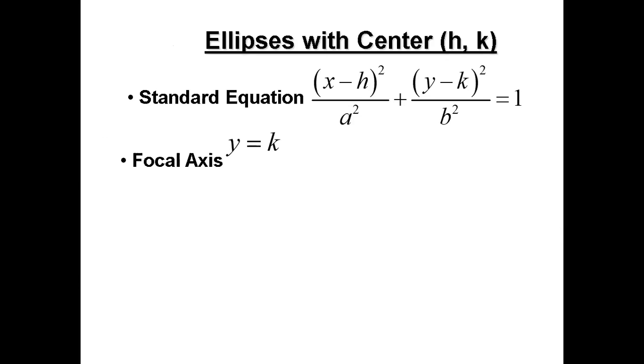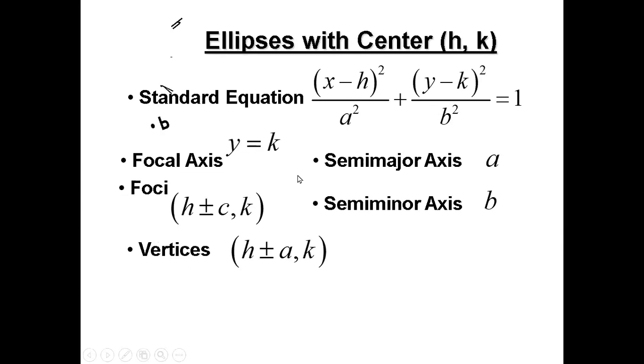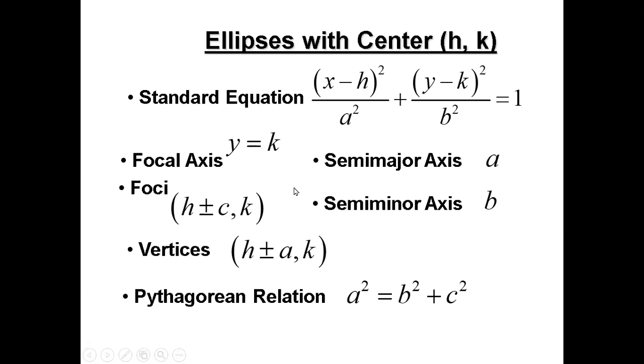How about the focal axis? The focal axis is y equal to k. Take note of that one. This is a constant property, so it will never change. For the foci, that's (h plus or minus c, k). For the vertices, we have (h plus or minus a, k). The semi-major axis is a, and the semi-minor axis is b. And for the Pythagorean relationship, we use a squared is equal to b squared plus c squared.